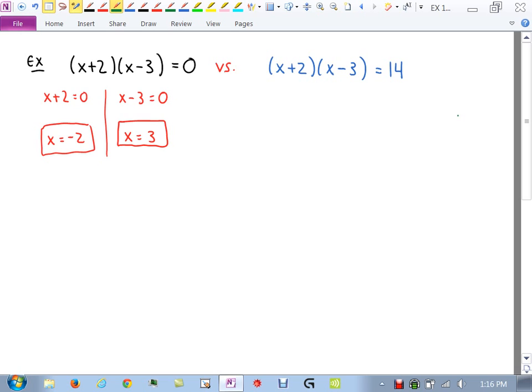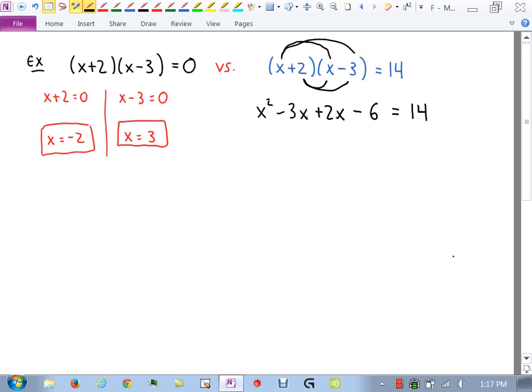Since that 14 is causing me problems, I'm going to take the left side of this, and I'm going to expand it or FOIL it out. What I mean is x times x is x squared. x times negative 3 is negative 3x. 2 times x is 2x. And 2 times negative 3 is negative 6. Now the right side of that equation is still 14.